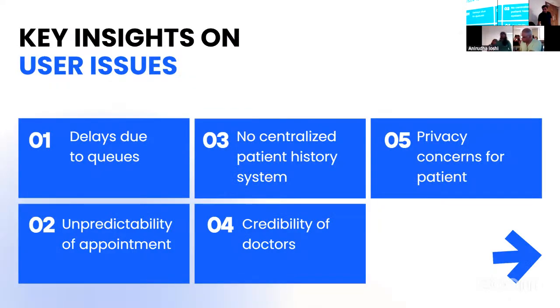Now, just to give you more detail on the key user issues, number one, delays due to queues at clinics. There was unpredictability of appointment, no centralized patient history system with any of the clinics or doctors. Credibility of doctors was an issue on the patient side, and privacy concern of their reports and data on the patient side.